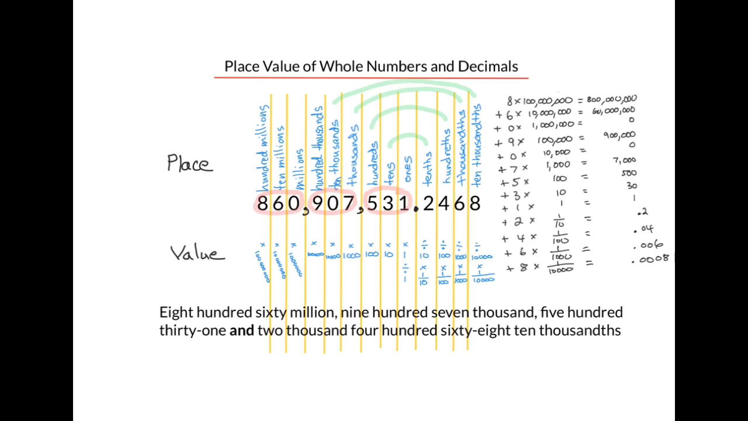Okay, to sum up, each digit in a number has a place and a value. As we move from right to left, the value of a digit's place increases by a multiple of 10. The digits to the left of the decimal are grouped in threes. The names of the decimal places of a number end in THS. And the names of the whole places of a number end in S. And there you go.